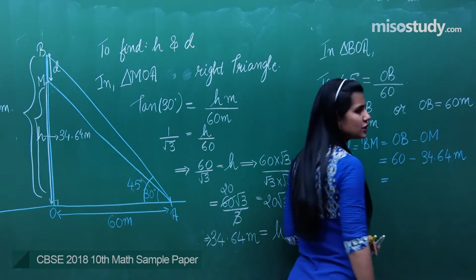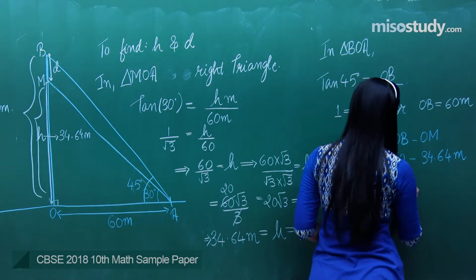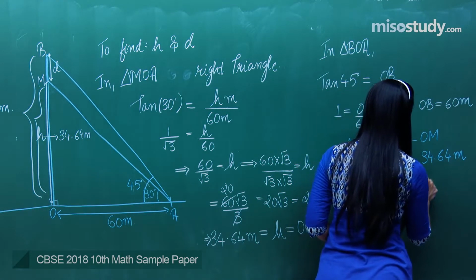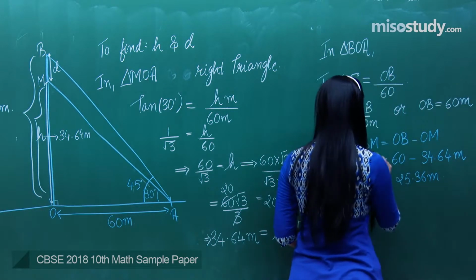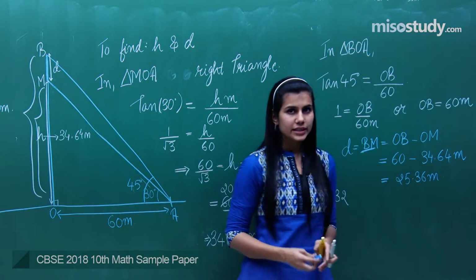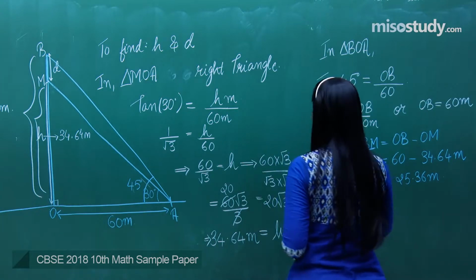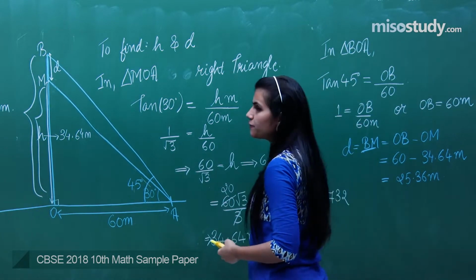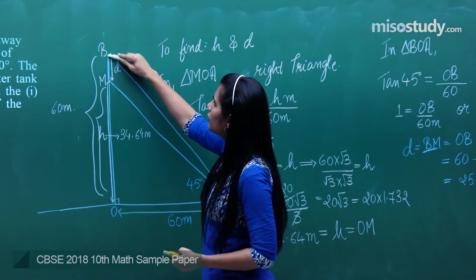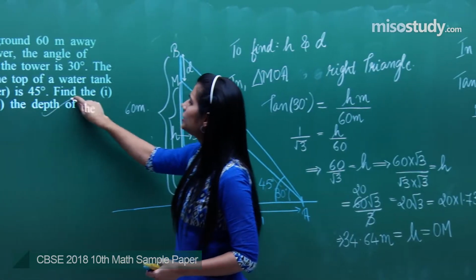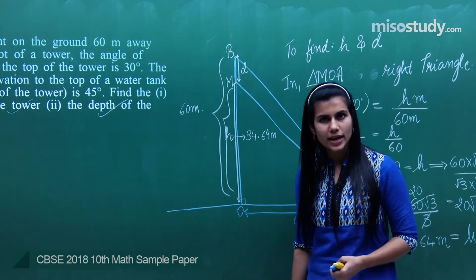And so this gives you what? This subtraction will give you 25.36 meters as the depth of the tank. The moment you have this, you have 25.36 as the value of your D. You have accomplished solving the second part as well.